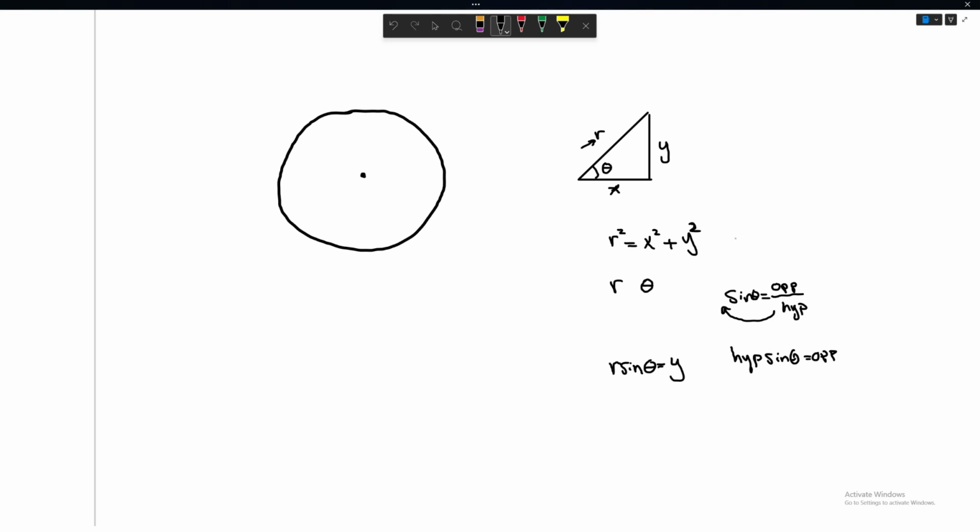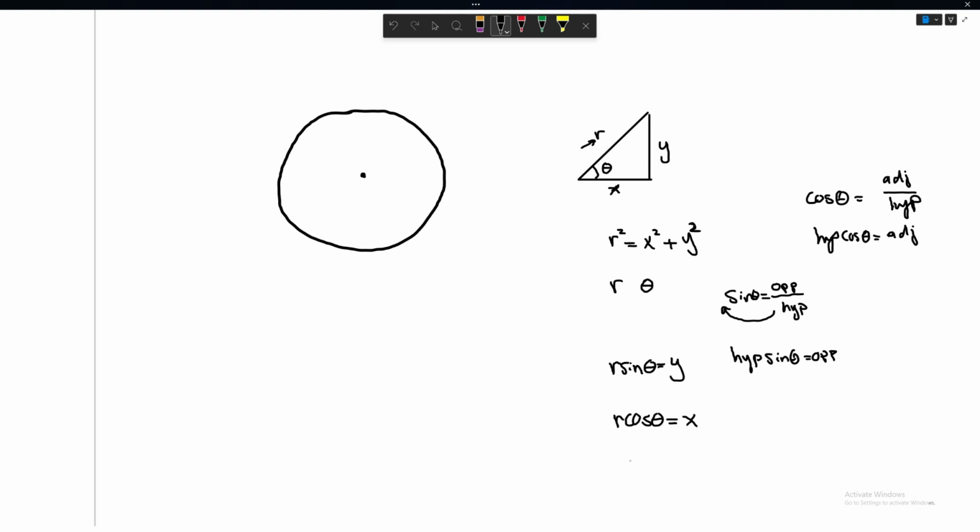And if I want to look up my cos, you see cos theta equals my adjacent over my hypotenuse. And using the same thing, your hypotenuse times cos theta will give you your adjacent. And so my r, the hypotenuse, times cos theta will give me my x.